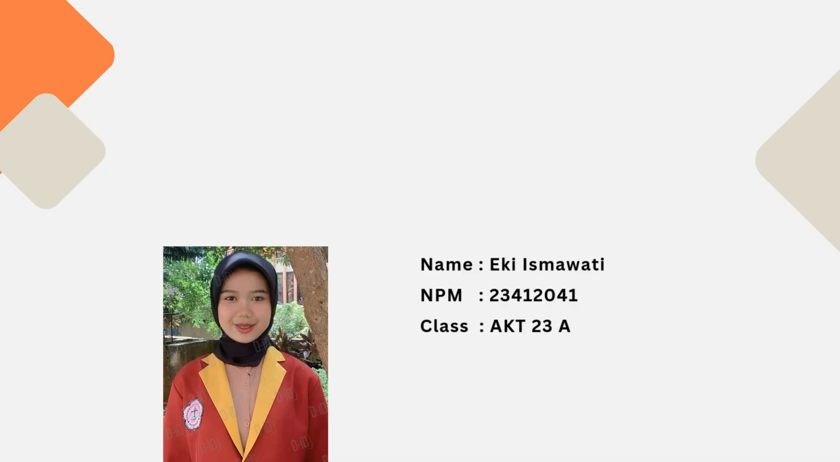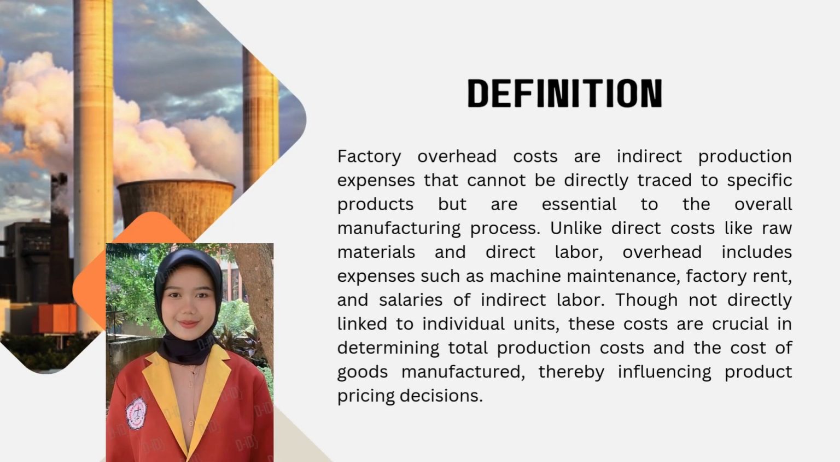In this video I will explain about factory overhead costs. Definition. Factory overhead costs are indirect production expenses that cannot be directly traced to specific products but are essential to the overall manufacturing process. Unlike direct costs like raw materials and direct labor, overhead includes expenses such as machine maintenance, factory rent, and salaries of indirect labor.